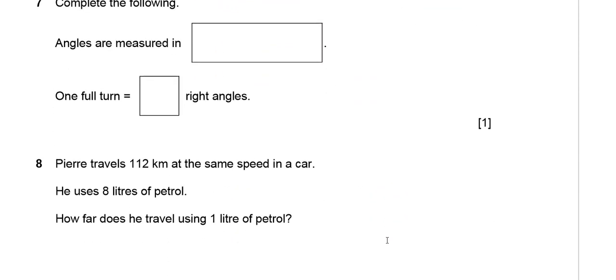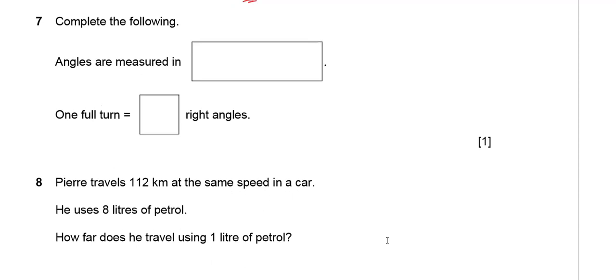Question number 7. Complete the following. Angles are measured in degrees. 1 full turn is equivalent to dash right angles.